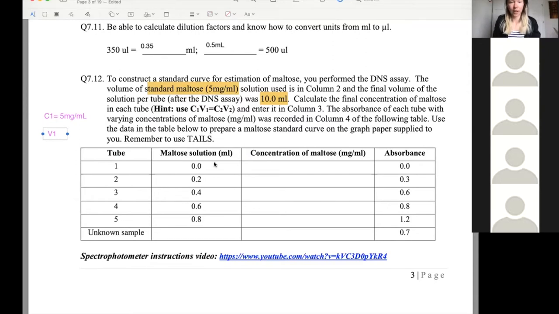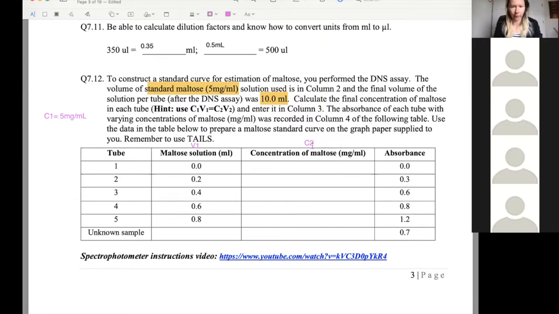Would it be the output solution? Exactly, yeah. So this column here represents our V1 values, so it's going to change for each row that we are calculating for. What is our C2? That we don't know. We're solving for. Exactly, yeah. So C2 is going to be this column here. That's what we're looking for.